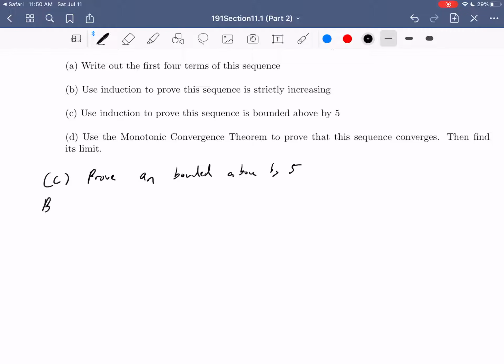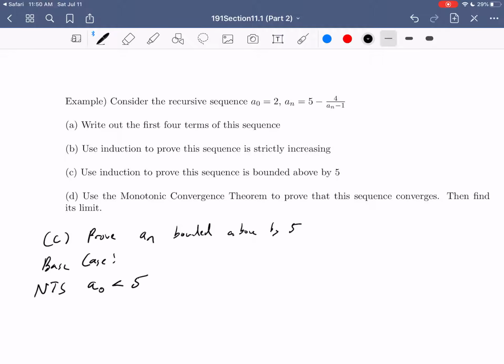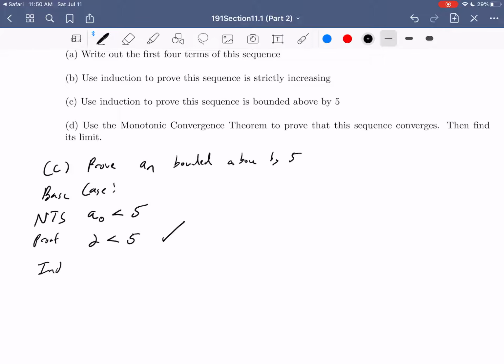Okay, we've got to do our base case. Base case should always be very straightforward. It's just based on the initial elements. We need to show here that the first value is less than 5. What was the first value? Well, it's right there in our proof: 2 is less than 5. Check. Okay, now we can go to our inductive step.